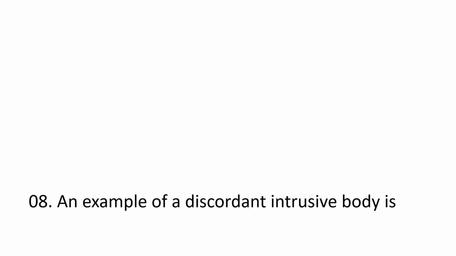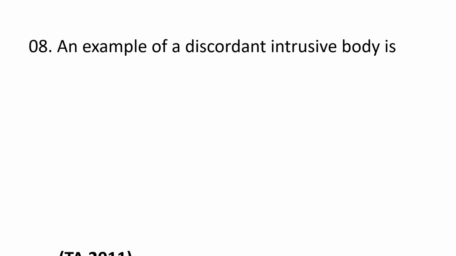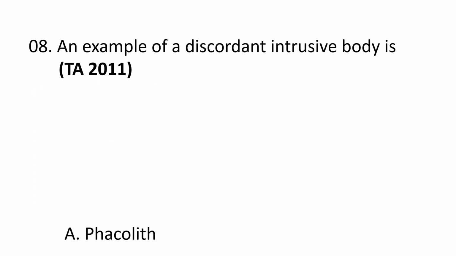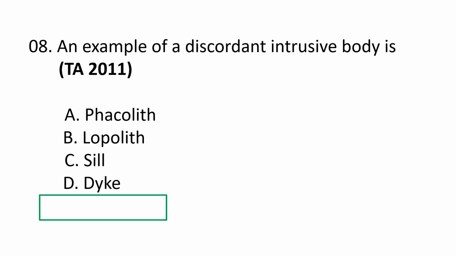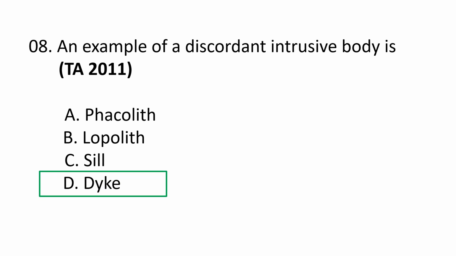Coming to the eighth question. An example of a discordant intrusive body is. Choices are A. Phacolith, B. Bysmalith, C. Sill, D. Bell. So the correct answer is B. All these others, the phacolith, lopolith, and sill, are concordant bodies.